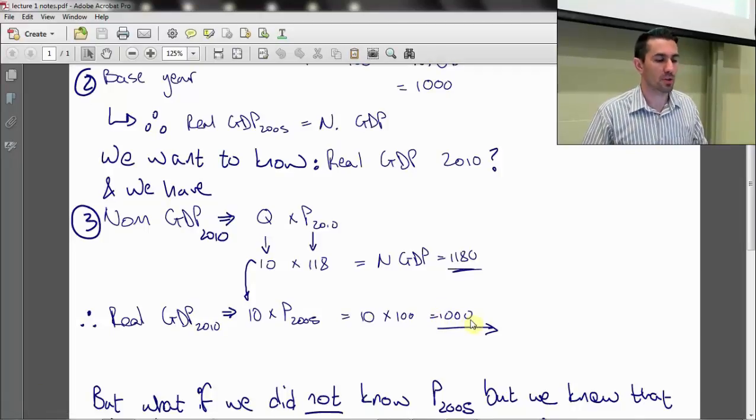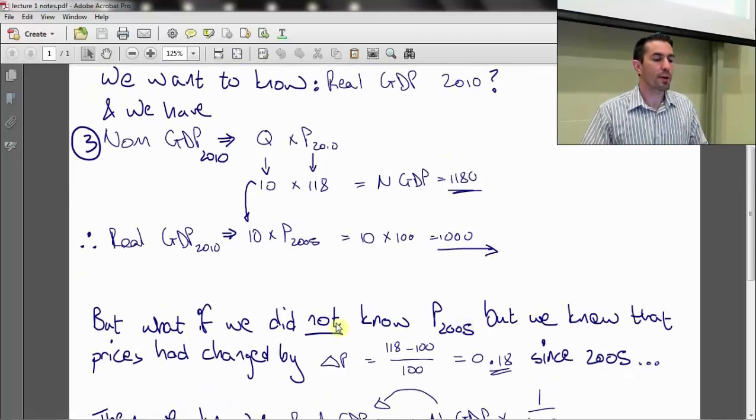Now, the point that I was trying to make was, what if we do not know the price level in 2005? Okay? But we do know that prices have changed by 18% since 2005. Okay?